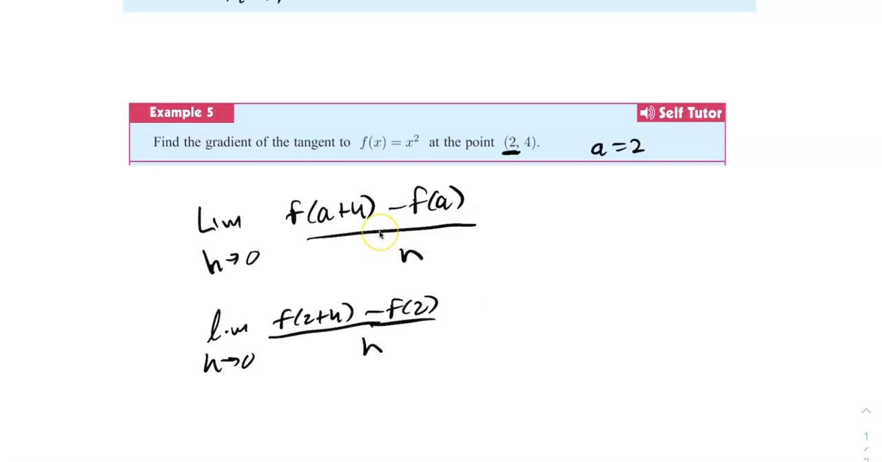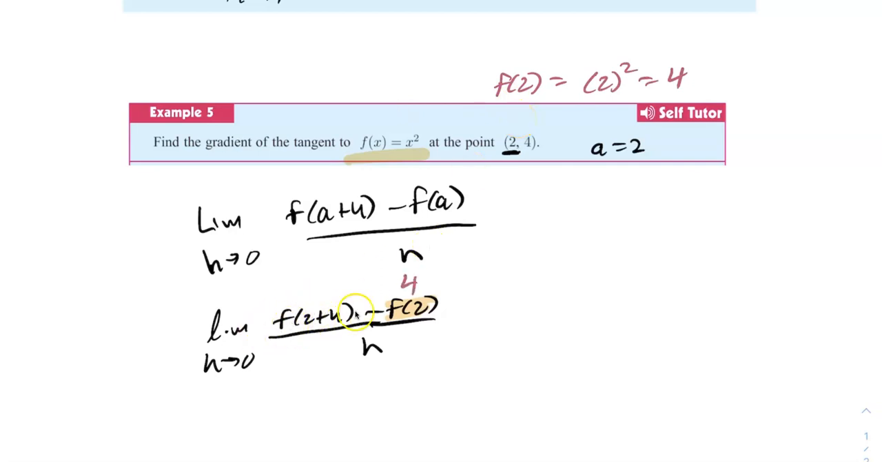Okay, so let's talk about this one by one. What is f of 2? F of 2 is literally the function at 2. What's my function? x squared. So f of 2 is just the function x squared at 2. So substitute in 2 for the function. So I get 4. That's where the 4 comes from. That's what this value here is.